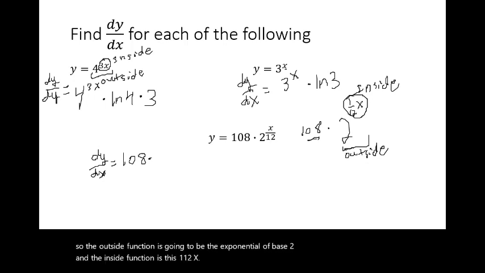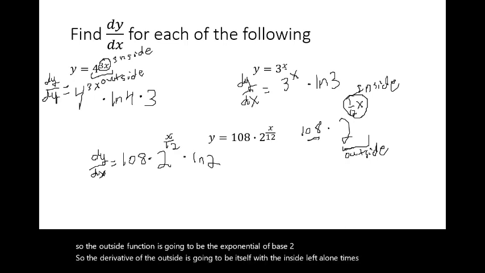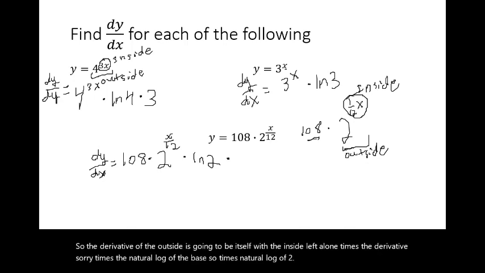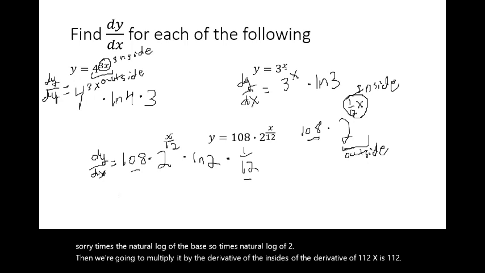So the derivative of the outside is going to be itself with the inside left alone, times the natural log of the base, so times natural log of 2. Then we're going to multiply it by the derivative of the inside, so the derivative of 1/12 x is 1/12. And then, for simplifying, 108 divided by 12 is 9. So you get 9 times natural log of 2 times 2 to the power of x over 12, and realistically, that's simplified enough.